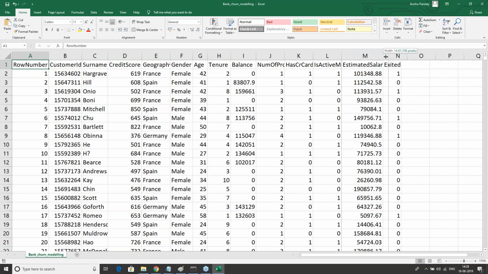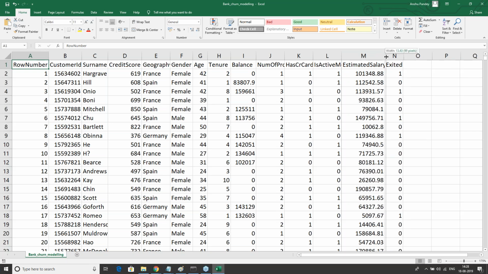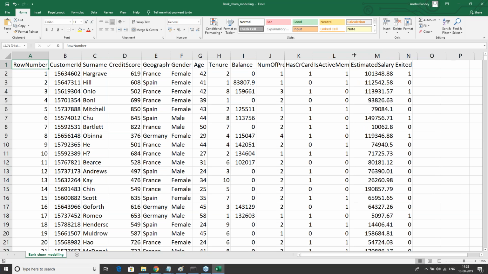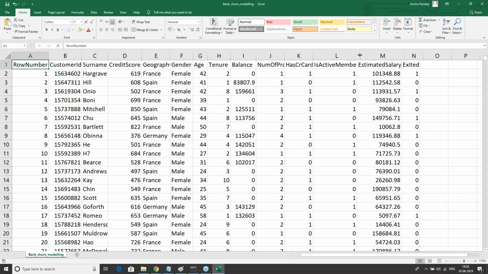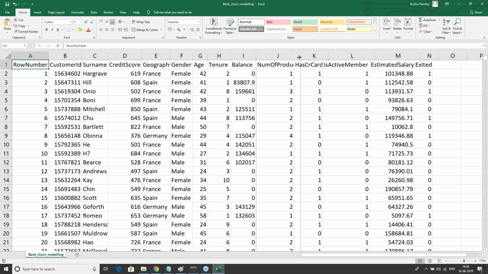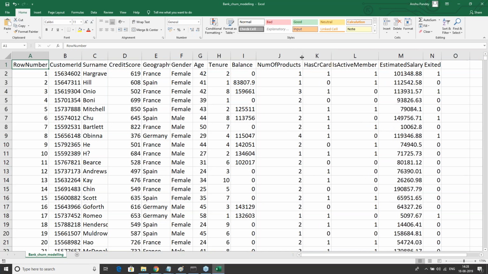We have the estimated salary of every customer, whether the customer is an active member or not, whether the customer has a credit card or not, and how many products the customer has. So these are all the columns that we have. Which of the columns do you think may not be related at all, and may not make any sense with respect to whether customers are going to leave or not?